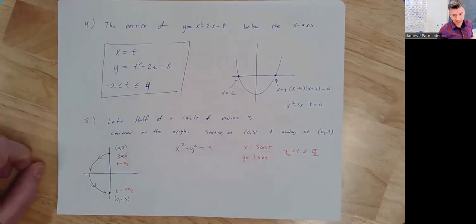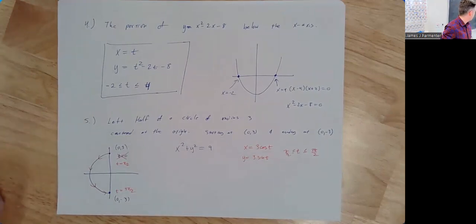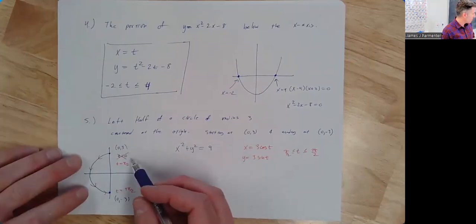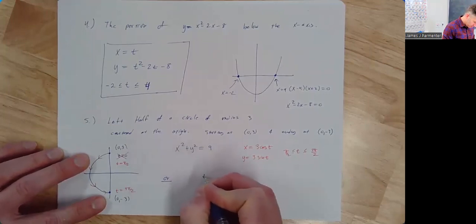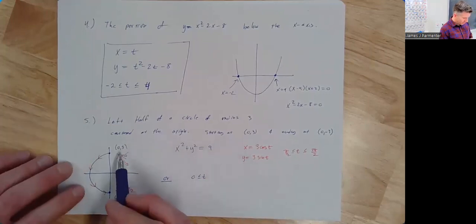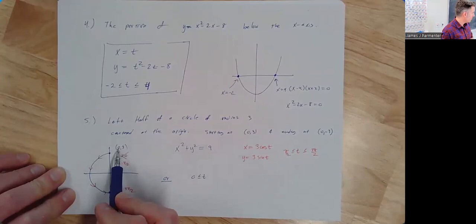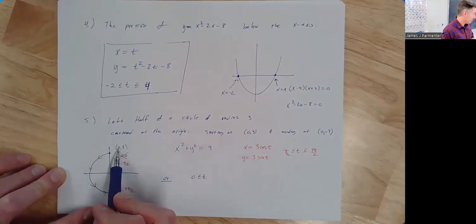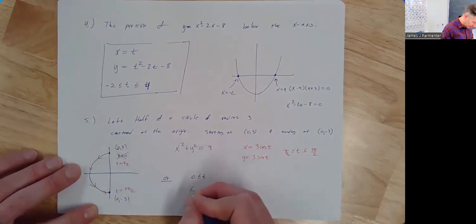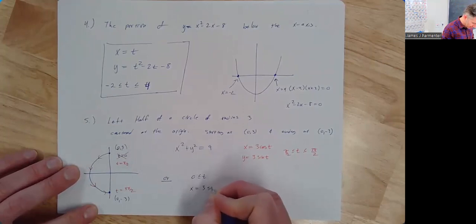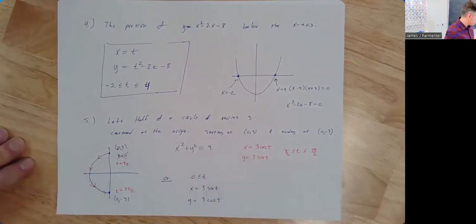Now, if you wanted to be fancy about it, you could try to start at 0. So if I actually wanted to start at 0, well, I want the x coordinate to be 0. I know that sine of 0 is 0. And I want the y coordinate to be 3. And I know that cosine of 0 is 1. So I could alternatively say, I'm going to let x equal 3 sine of t and y equal 3 cosine of t. Now, this might not be exactly right, but I'm going to fix it if it's not.